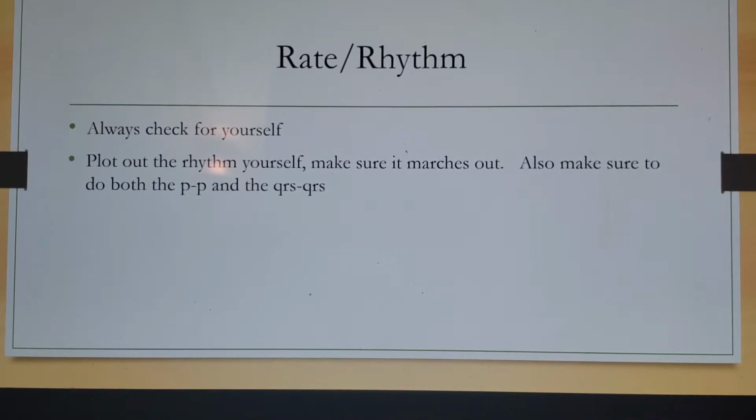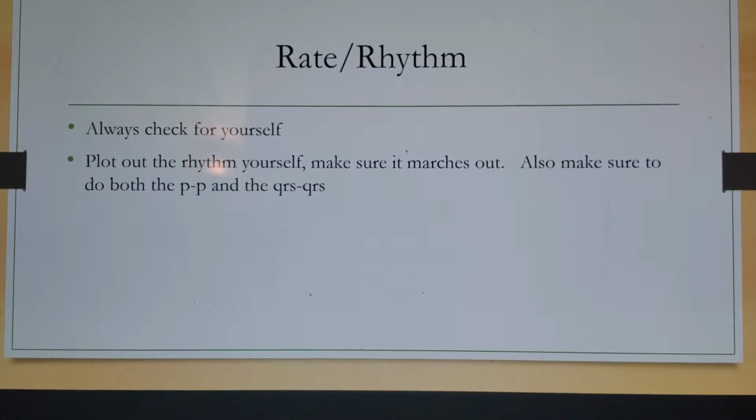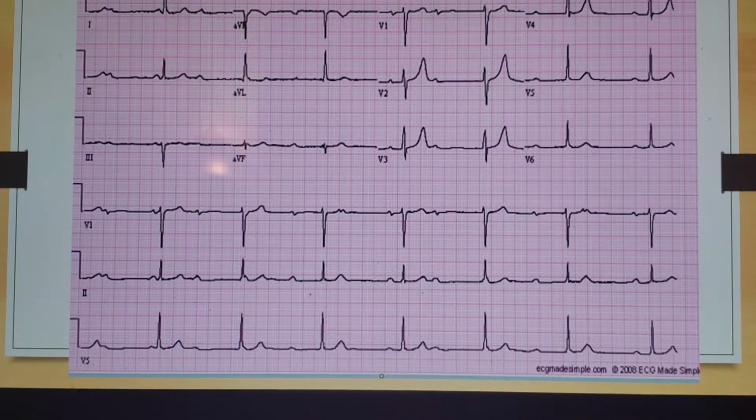And also do the PP intervals and the QRS intervals, because every once in a while you'll get a third degree heart block that looks pretty regular. Then you'll find that those PP intervals and QRS intervals aren't matching up at all, and so you actually have an AV disassociation. So what are we looking at here?